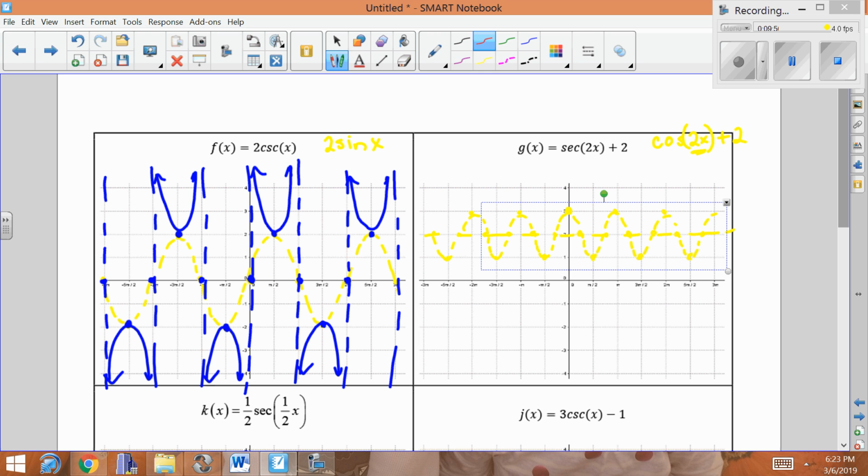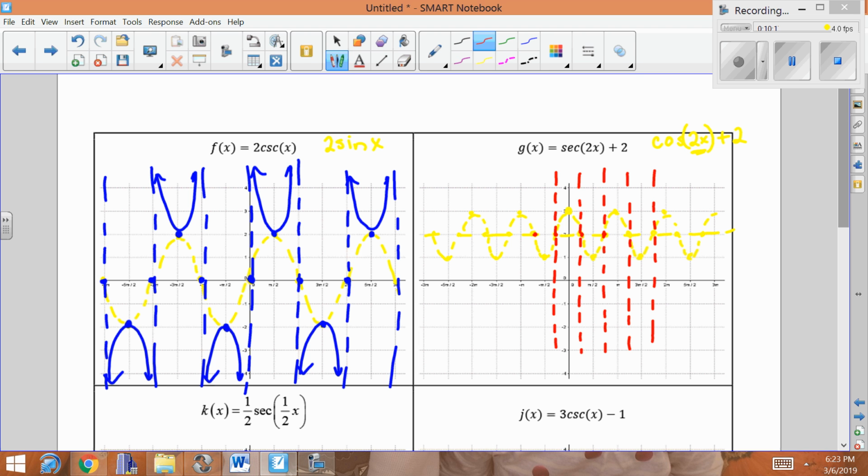Now when we look at it, it's the same idea, except we're not looking at the zeros necessarily. Here, our whole graph, our midline moved up 2. So these are really the points that we're looking at that make our asymptotes. So we're going to have more asymptotes in here. Notice because the graph was compressed that our asymptotes occur quite a bit more often.